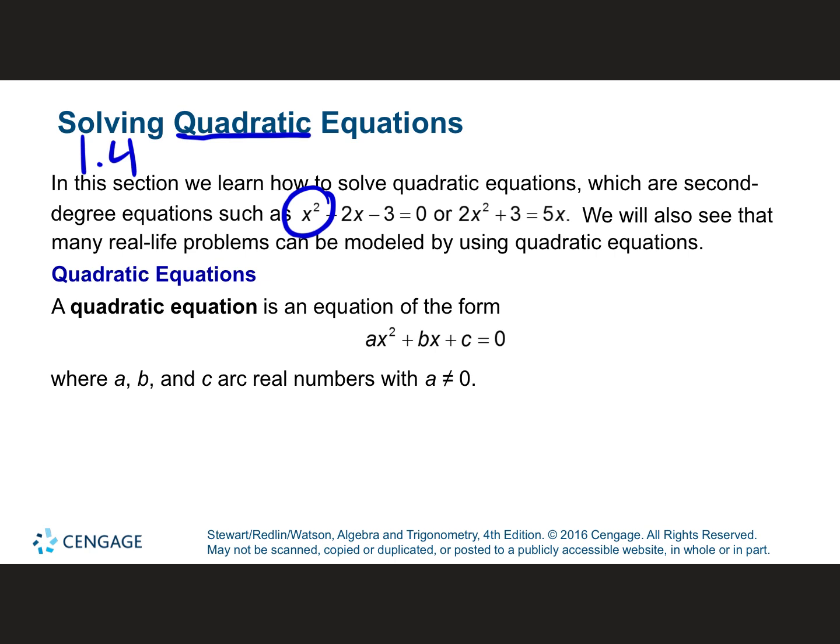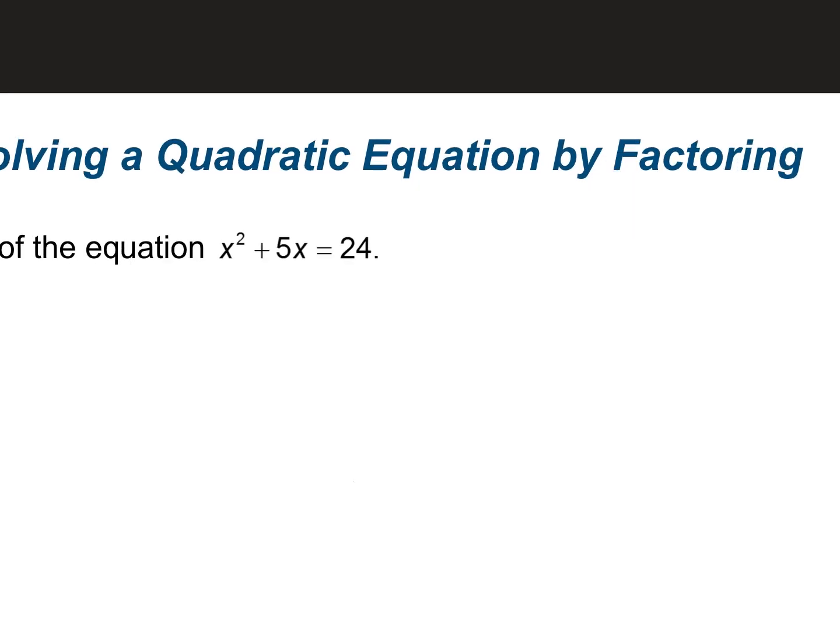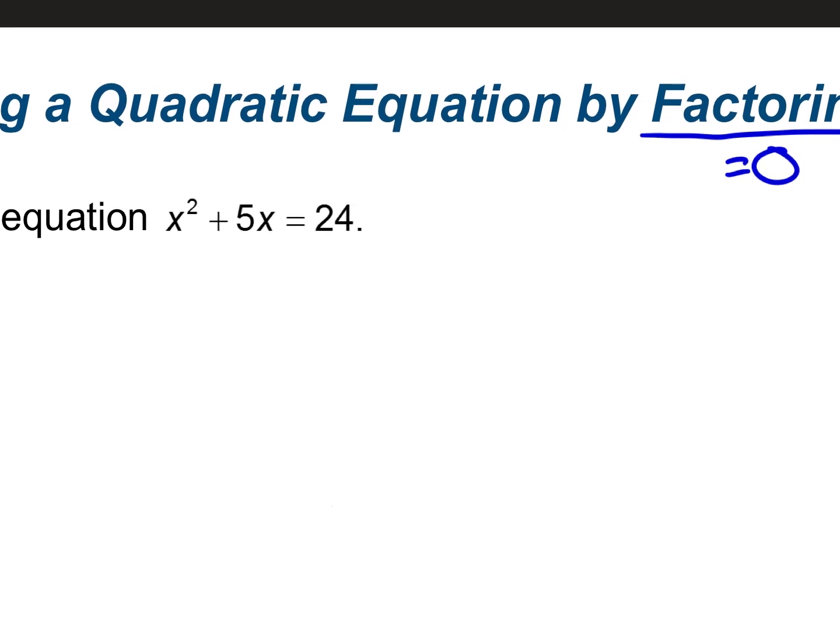So there's going to be a few different techniques that we're going to use. The first one, we're going to solve by factoring. Whenever we solve by factoring, we need it to be equal to 0 before we start solving. So do I have my equation here equal to 0? No. How do I get it equal to 0?